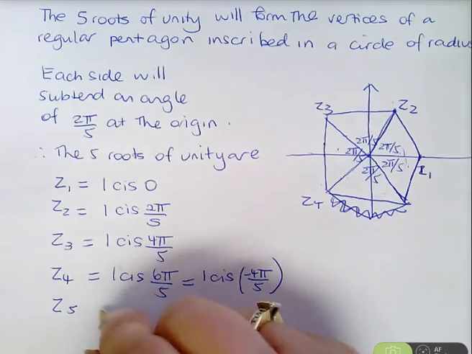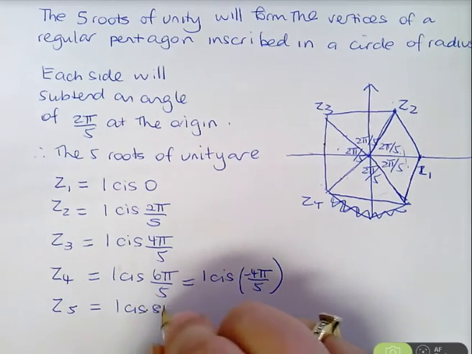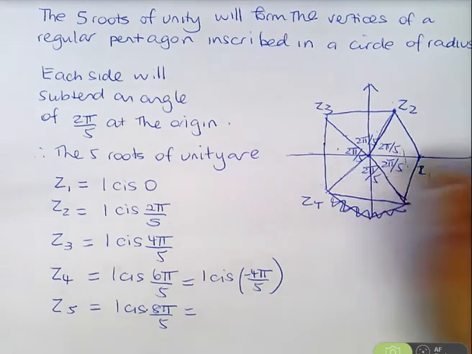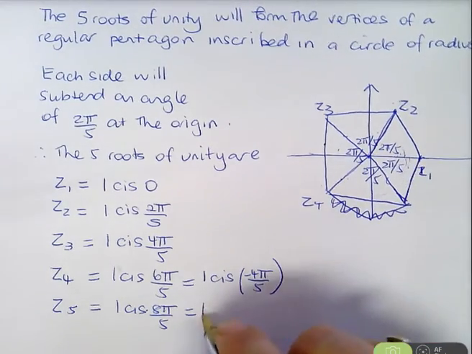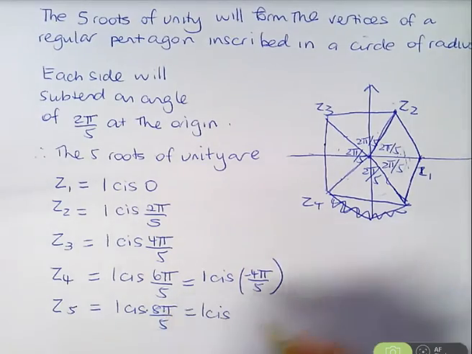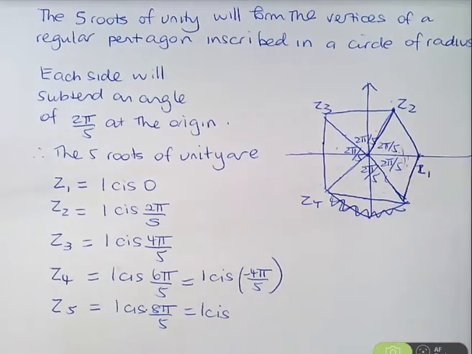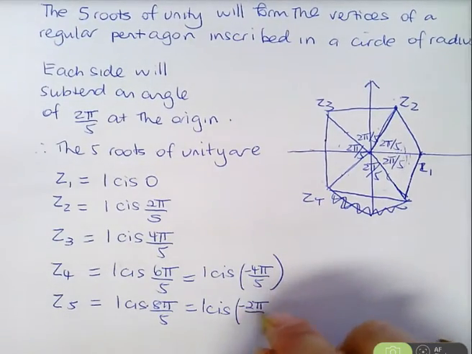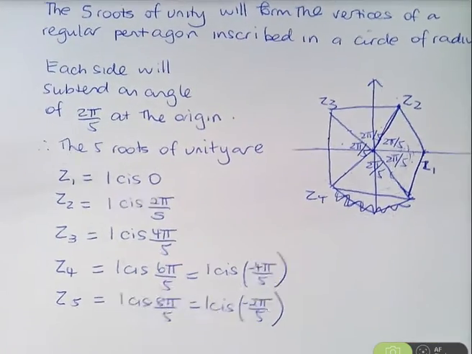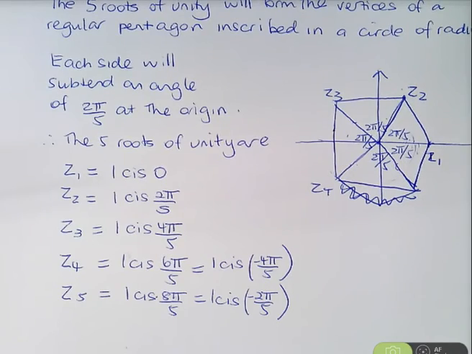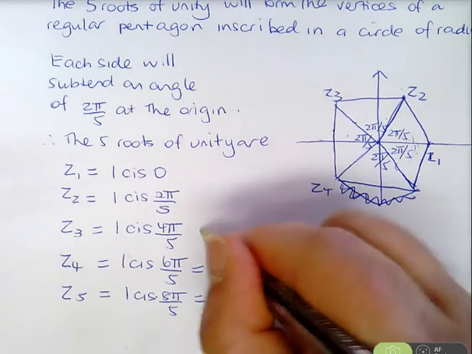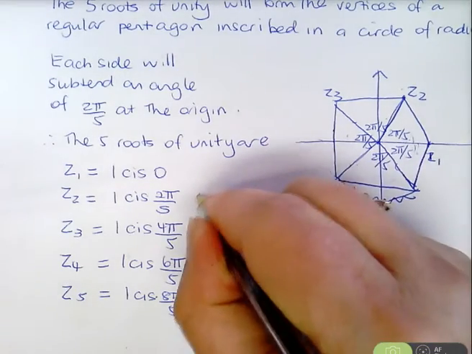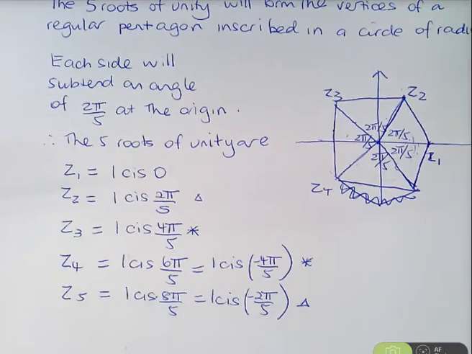And the last root, Z5, is 1 cis 8 pi on 5, but remember we're not, so 2, 4, 6, 8 pi on 5, but rather than that, because that's gone over pi, we'll name it as a negative angle, 1 cis negative 2 pi on 5. Now, notice again that the roots occur in conjugate pairs. So these star ones are conjugates, and these little triangle ones are conjugates.